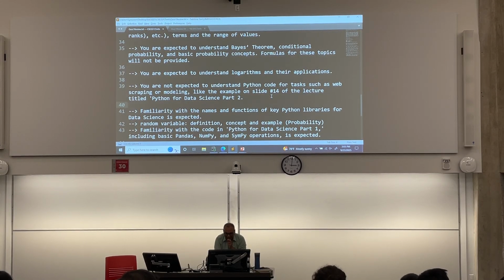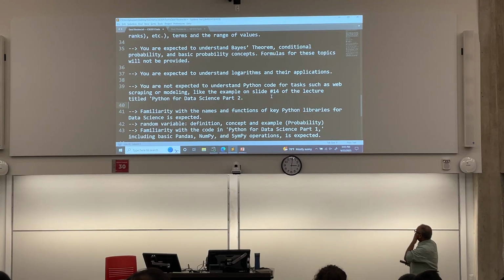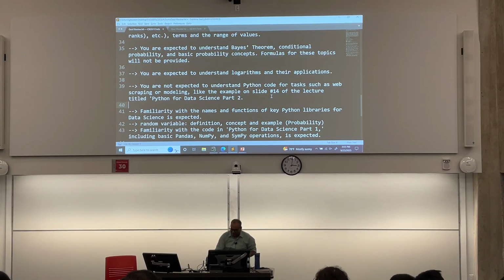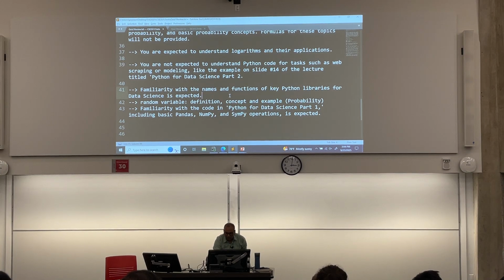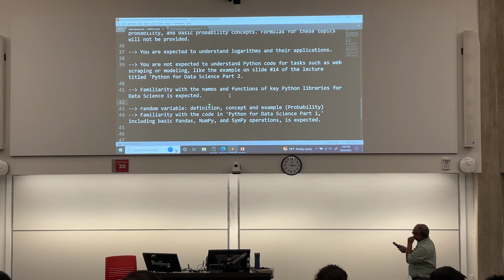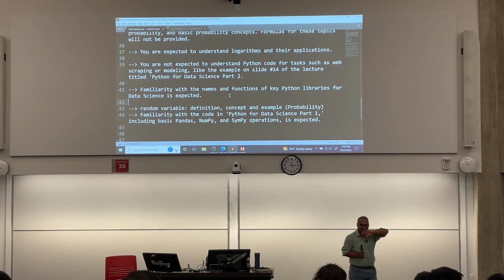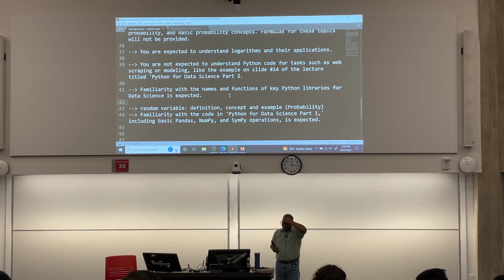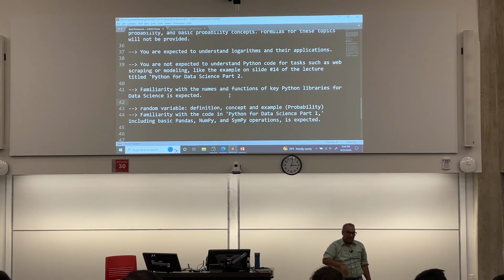Now, you're not expected to understand tricky Python code, like the one that I have for web scraping. You're not expected to understand the Python code for tasks such as web scraping or modeling. I have this example over here. But you are expected to be familiar with the names and functions of key Python libraries for data science. In Python for Data Science part 1, if I remember correctly, there is an interesting picture with the different stages in a data science project and the corresponding libraries. You are expected to know those things.